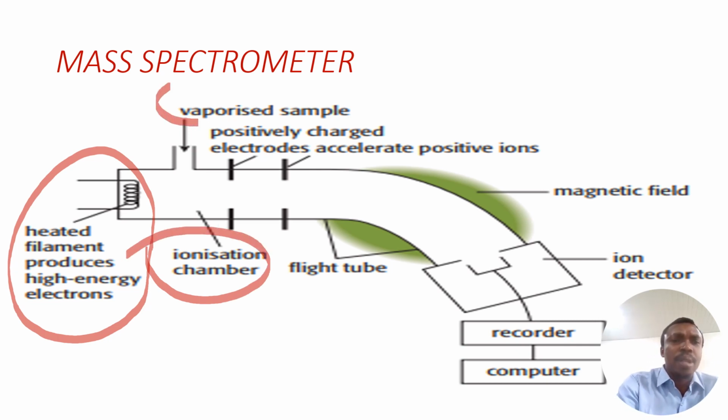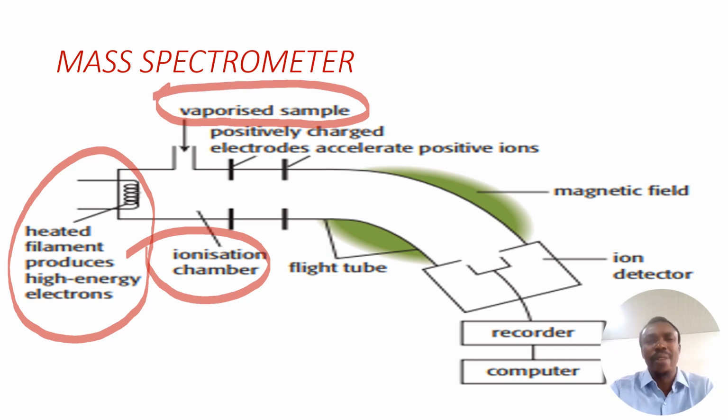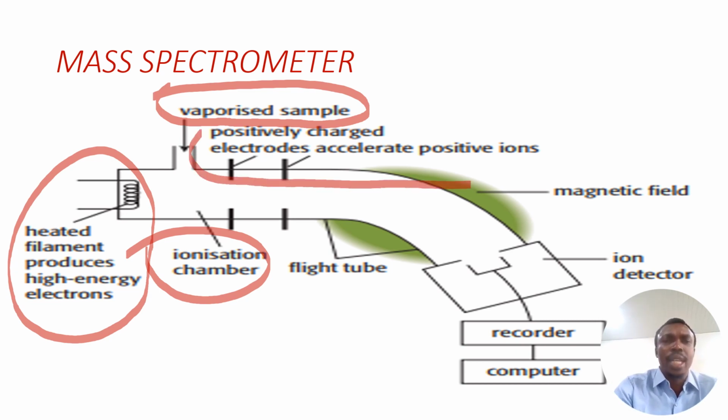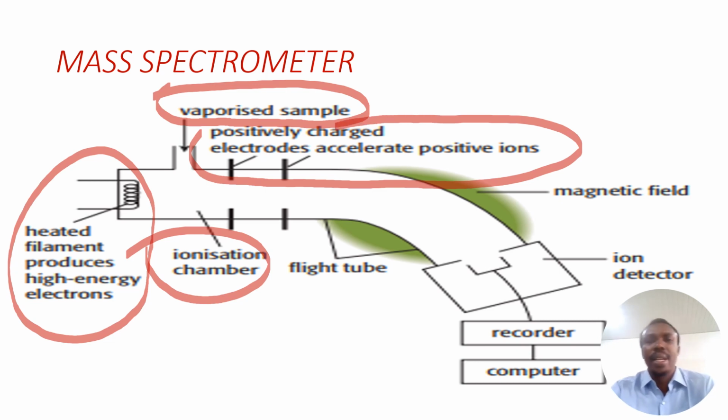This is the sample. The sample must be in its vapor state, where the sample is vaporized. You have an oven, coupled with the mass spectrometer, that vaporizes the sample if the sample is solid or liquid. So this is where the positively charged ions are accelerated after the ionization. So this is the region where acceleration takes place. I think it's around the electric field.